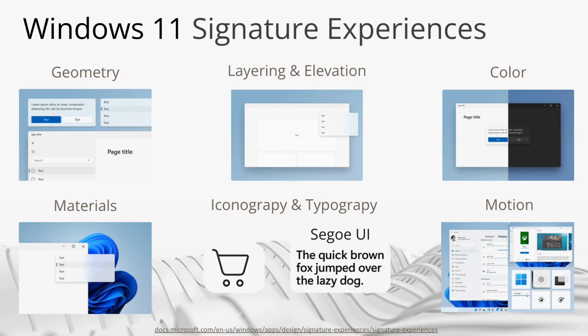So the signature experiences, and this is what we're going to dive into in a little more detail for Windows 11, are geometry, layering and elevation, color, material, iconography, typography, and motion. The typography is the Segoe UI font. Should be your default font in everything.